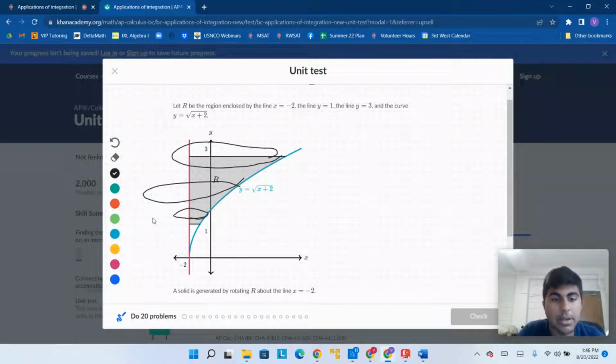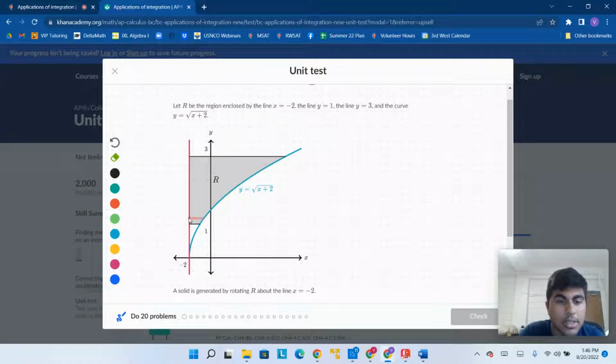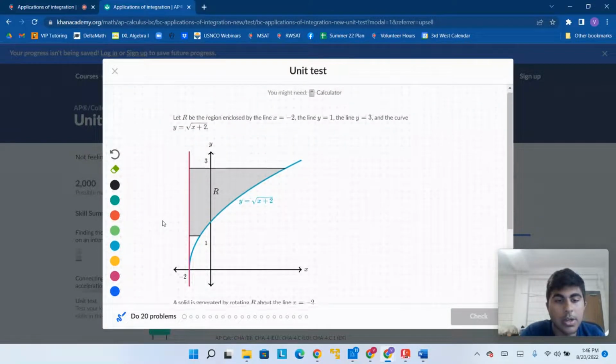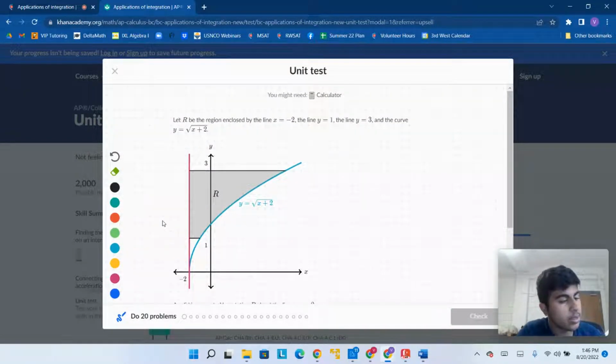Now how do we figure out what the circle is? Well, we have the radius right here, the distance from the curve to the line x equals -2. Essentially, we're just trying to find the distance between the curve and x equals -2. Well, how do we do that? Let's think about how we do that. We're going to go in terms of y.